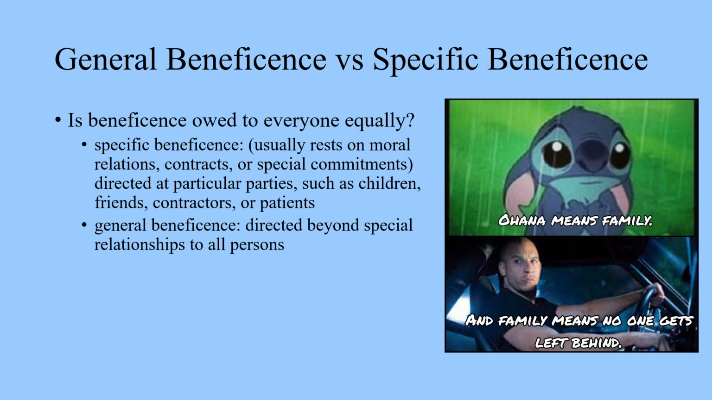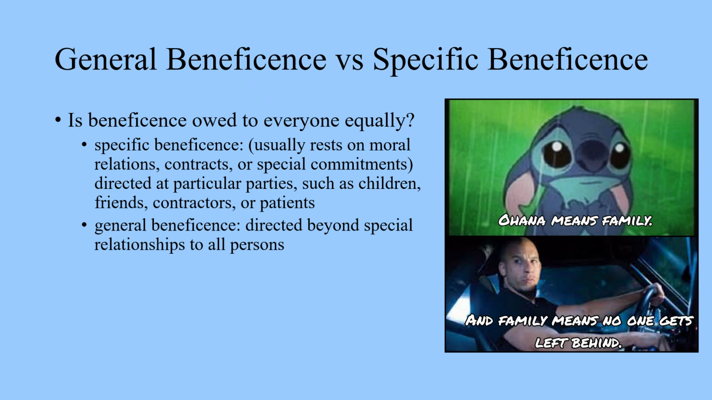And then general beneficence is more impartial. It's directed beyond these special relationships. It's extended to all persons. So what is the obligation usually associated with the principle of beneficence? It's usually this idea that we owe specific beneficence to different individuals that are under our care. That doesn't mean that we can't aspire to general beneficence, but Beauchamp and Childress are going to reject it as an obligation that we have to uphold, and instead try to argue for a more moderate position.